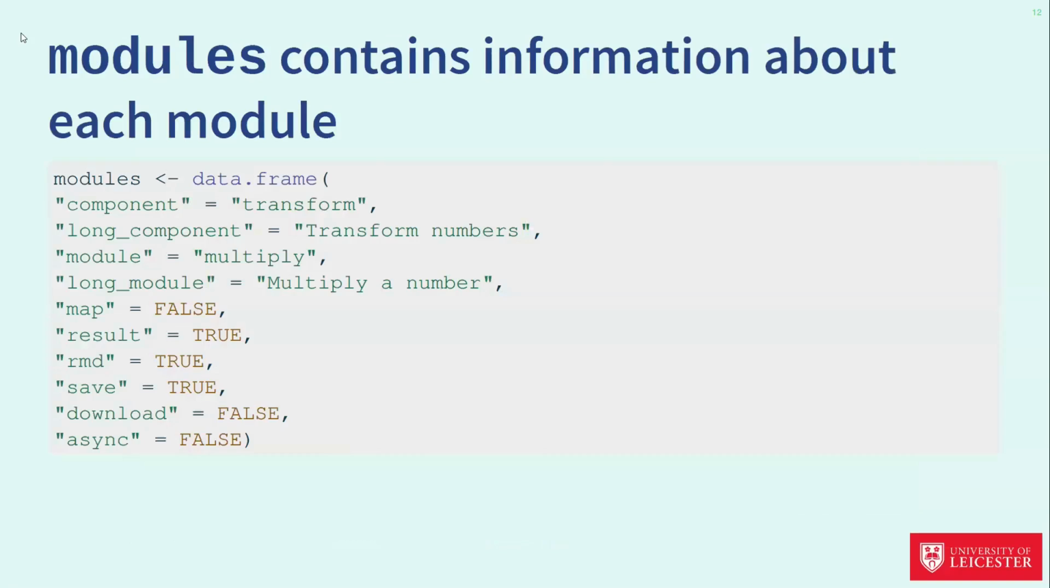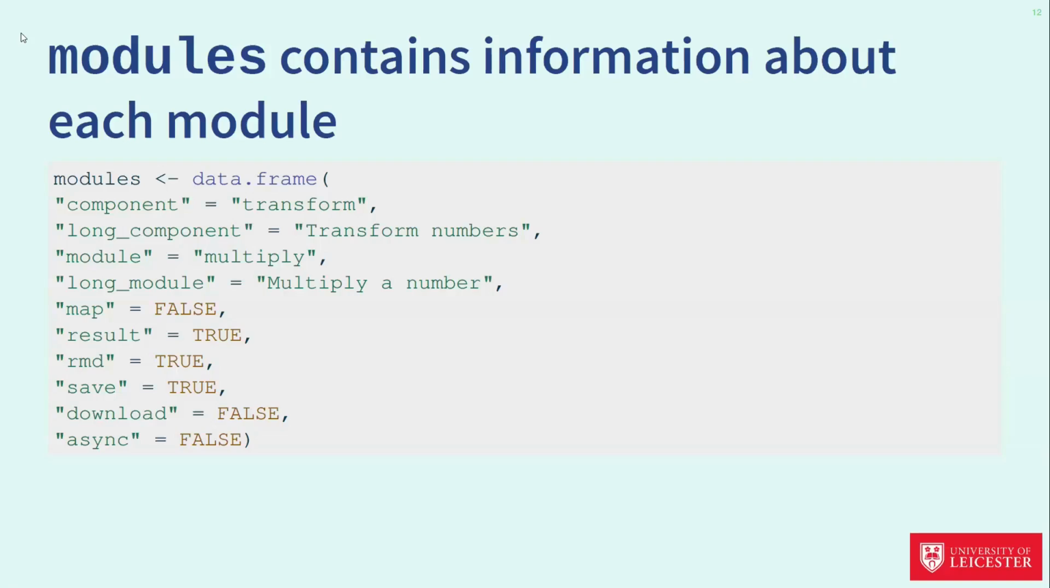So the first thing you need to do to develop a new app is create this data frame containing information on each of the modules. So continuing with a really simple example here, which is one module. The component and module names are used to create various functions in the app. And then the long names are used to create some of the user interface.